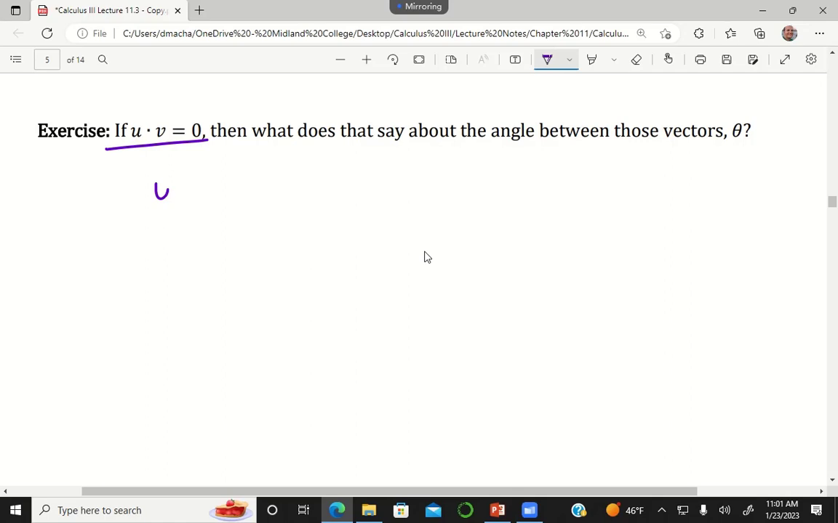So if we know that u dot v is equal to 0, and I don't know what the vector u is, I don't know what the vector v is, but I know that u dotted with v is 0, what does that say about the angle between the vectors? So that means theta has to be what? An integer multiple of pi over 2.